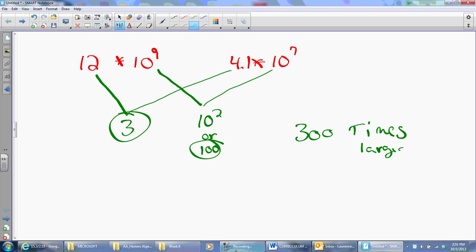Okay, we'll get some practice with this, and tomorrow I know you might be just a little bit confused. Don't worry, I'll straighten it out for you.